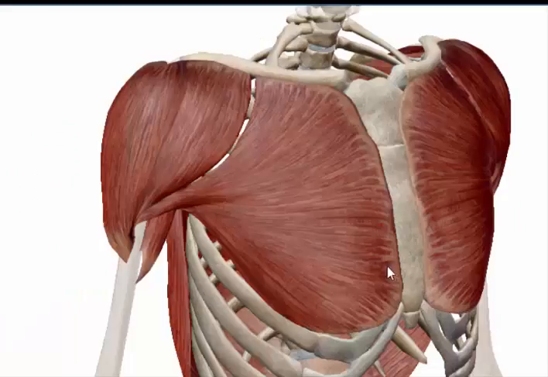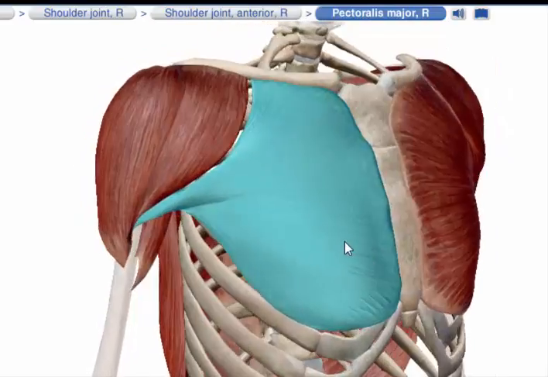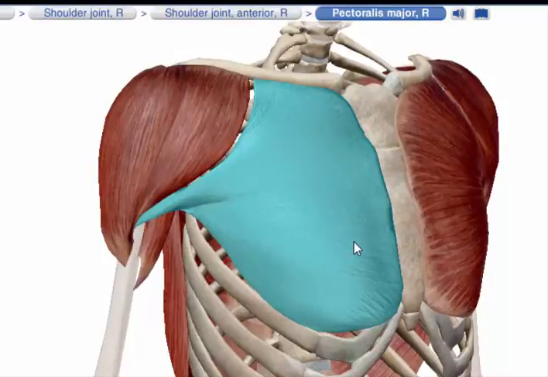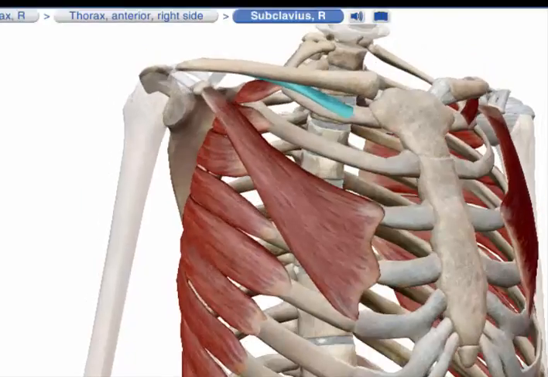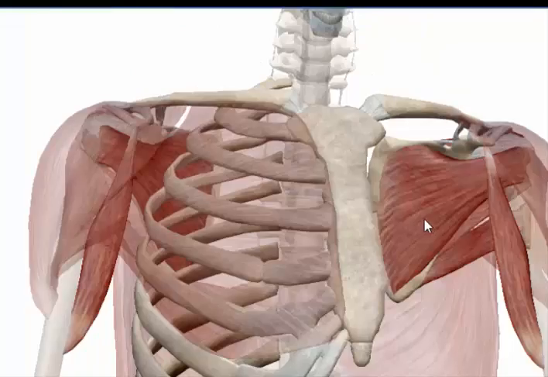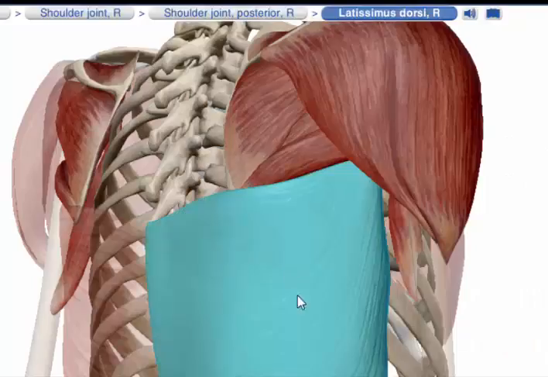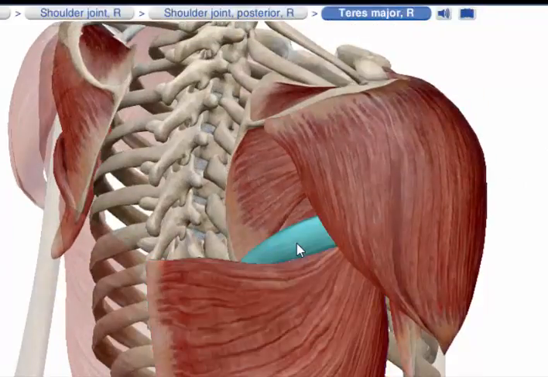The walls of the axilla are made up as follows. The anterior wall is formed by the pectoralis major, subclavius, and pectoralis minor muscles. Posterior wall is formed by the subscapularis muscle, latissimus dorsi, and teres major muscle from above down.